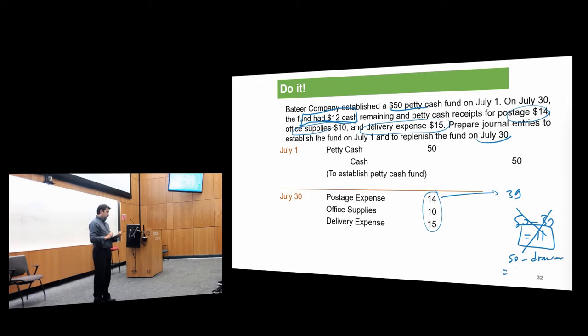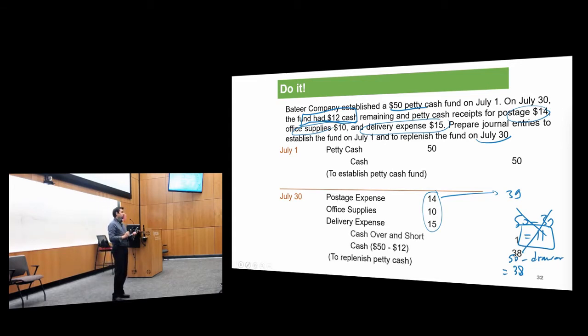That would be 38. You cannot have in petty cash more than that. If you replenish it, if you get 39, you would have 51. That's not correct. In this case, the cash you ask for will always be the original size minus what's in the drawer. So it will be 38.